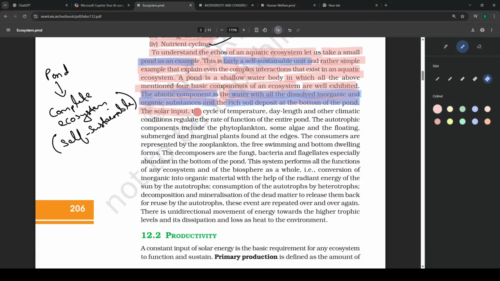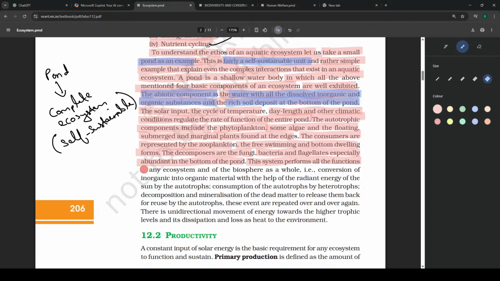The solar input, the cycle of temperature, day length, and other climatic conditions regulate the rate of function of the entire pond. The autotrophic components include the phytoplankton, algae, and floating, submerged, and marginal plants found at the edges. The consumers are represented by the zooplankton, the free swimming and bottom dwelling forms. The decomposers are the fungus, bacteria, and flagellates, especially abundant at the bottom of the pond.